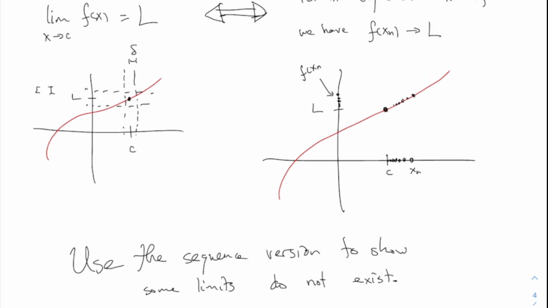You can, in theory, use this version to show limits do not exist, but you have to negate this whole definition, which is very complicated with the negating of the quantifiers. The one on the right, though, is actually quite easy to use for that purpose.